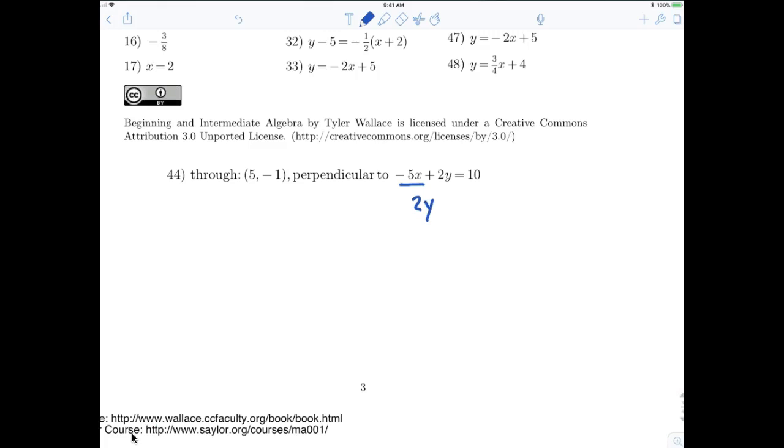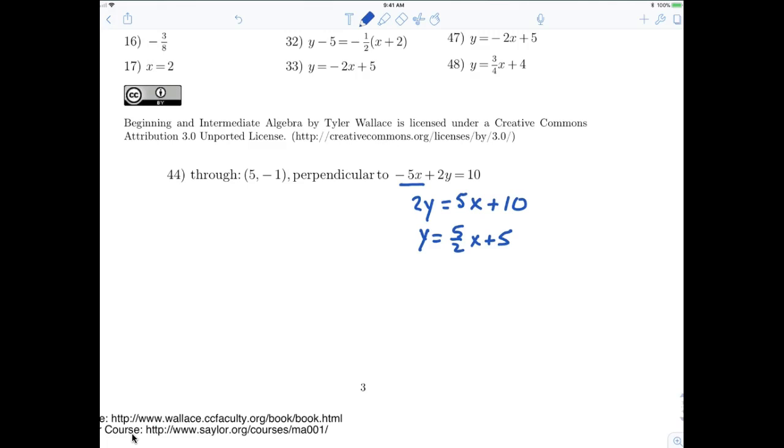Hold on, 1 second. Let's do it one at a time. I moved the 5x over because it's negative. I moved it to the right side. You with me? I'm isolating the y. So in order to isolate the y, I have to now divide everything through by what? 2. Do you hear me? When I divide by 2, I get y equals 5 halves x plus 5.